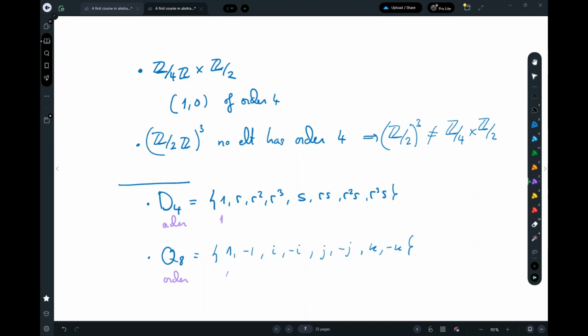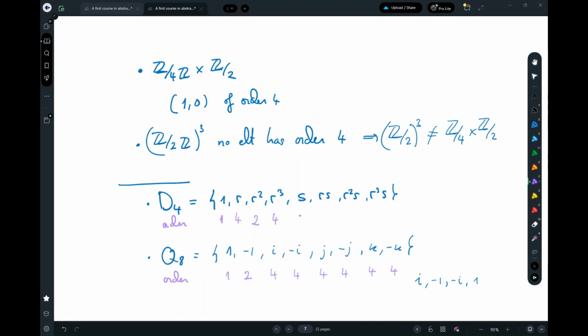And the order of 1 is 1. Great. The order of r is 4. The order of minus 1 is 2. The order of r squared: r squared times r squared is r to the 4, which is 1. So this has order 2. And r cubed has order 4. The order of i is 4 because we have i, and then i squared is minus 1, times i is minus i, and times i is 1. So this has order 4. And you can check that minus i has order 4, j has order 4, minus j has order 4, k has order 4, and minus k has order 4.